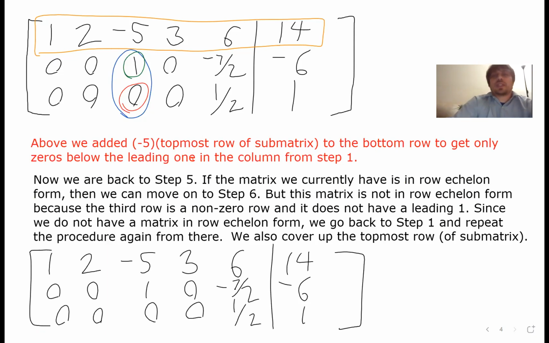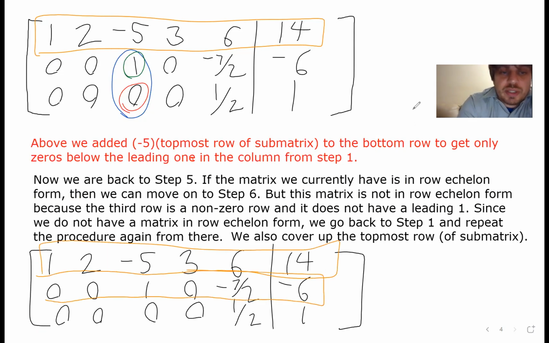So the top, we already covered up this row. Now we're going to cover up again the topmost row of the submatrix, and then go back to step 1. So now we've covered up the next topmost row of the submatrix. And so now the submatrix is only this bottom row. So we're going to go back to step 1 with now only this bottom row under consideration. Okay, so let's do that.